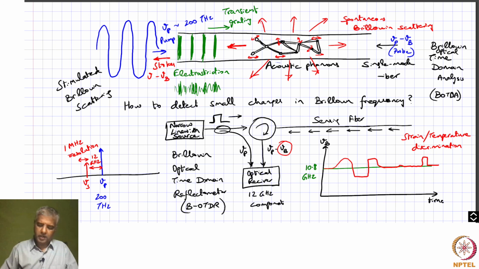Because right from starting with a narrowband laser to incorporating this optical receiver and signal processing and all of that, it tends to be a much more expensive solution, roughly by an order of magnitude, compared to a fiber Bragg grating based quasi-distributed sensing solution. Okay, so those are the typical trade-offs.